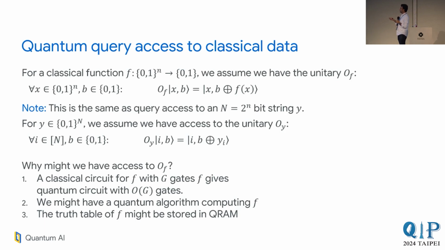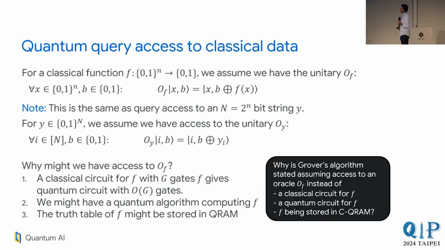Another way to instantiate this O_F is that the truth table of F might just be stored in some QRAM, maybe CQRAM or QQRAM or whatever. And all of these cases are covered by Grover's algorithm. So the reason why we state Grover's algorithm in this generality, and in fact why we state all black box algorithms at this level of generality, is that the algorithm doesn't actually care how you implemented the black box. It just cares about the input-output behavior of the black box.